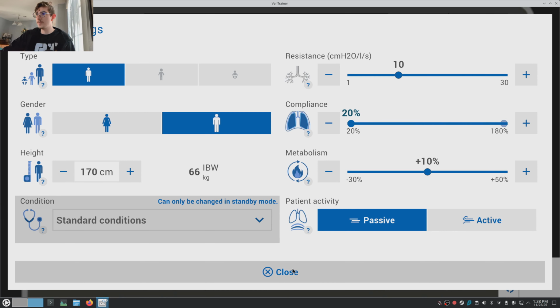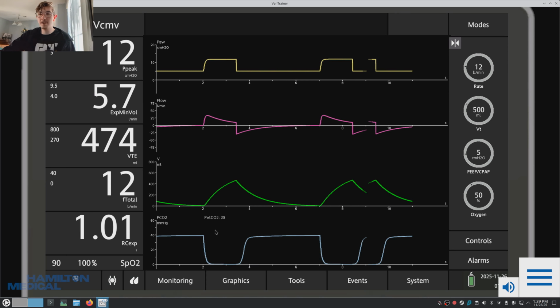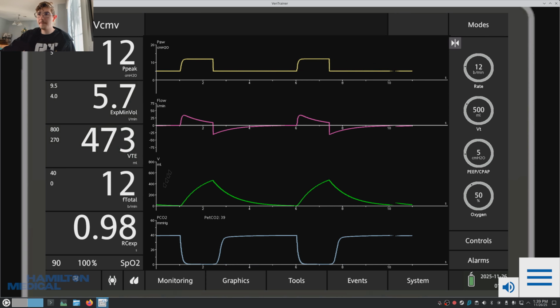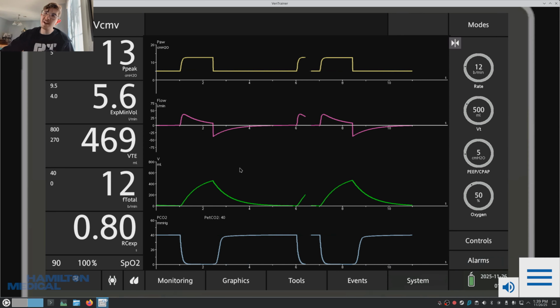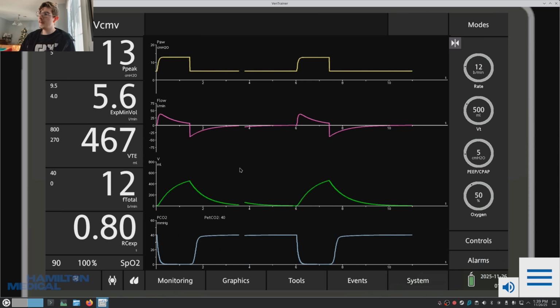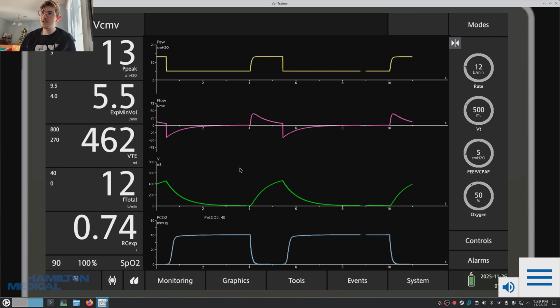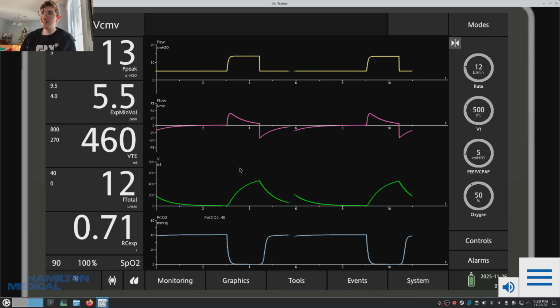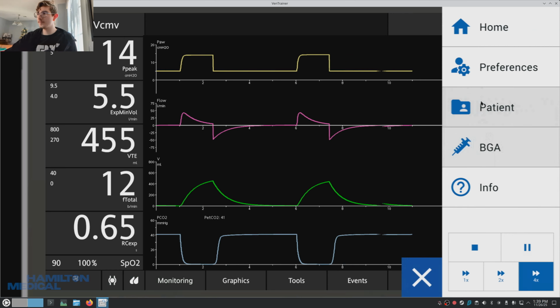Same thing, let's go the other way. Now here's our limits. I think Hamilton is 5 below high pressure limit is where it starts to alarm. So let's see, a patient's compliance is worsening. Is PRVC going to be more lung protective than volume control? Let's see what happens. All right, I'm curious. I'm really curious to see what happens.